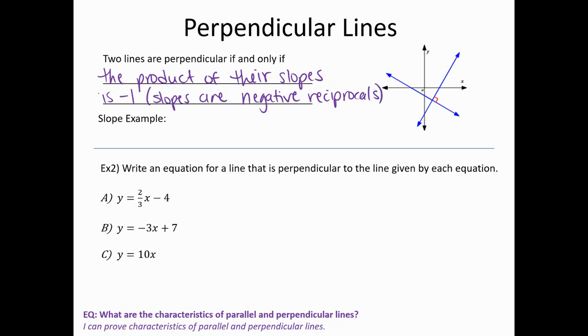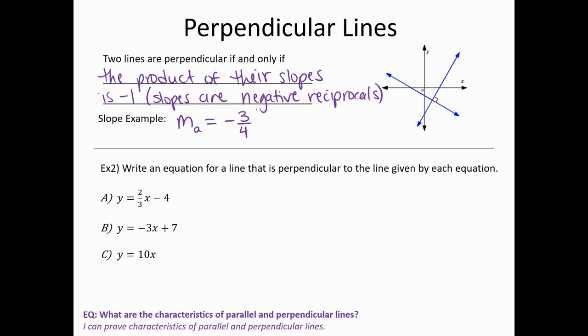So we're going to practice it out. Like I said, this one's a little bit more difficult. So two lines are perpendicular if and only if the product of their slopes is -1, meaning the slopes are negative reciprocals. So we're going to look at an example. I'm going to say the slope of my first line, line A, I'm just going to argue that it is -3/4. I just made this up just as an example.